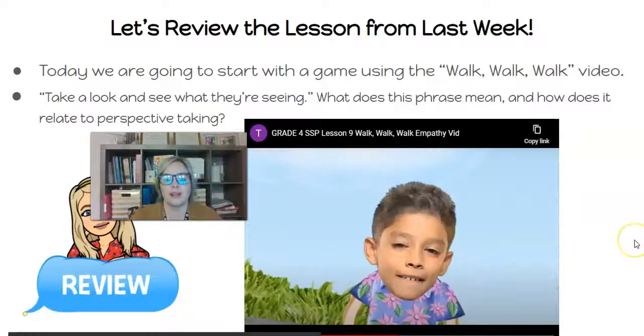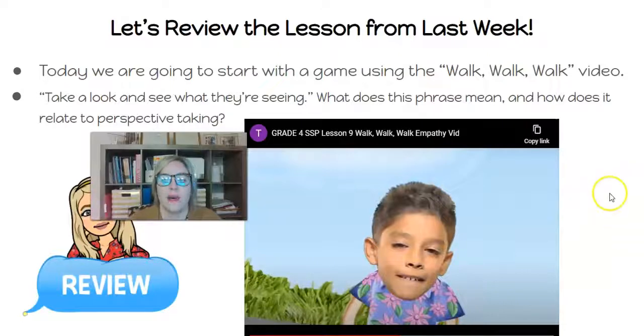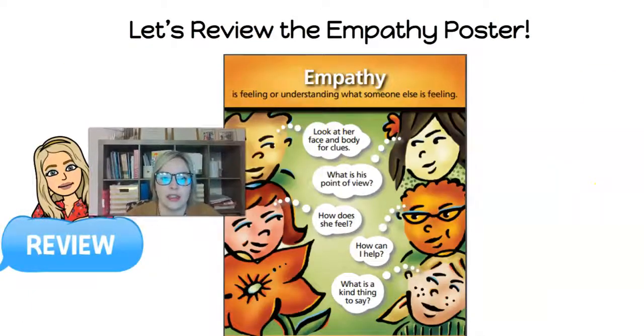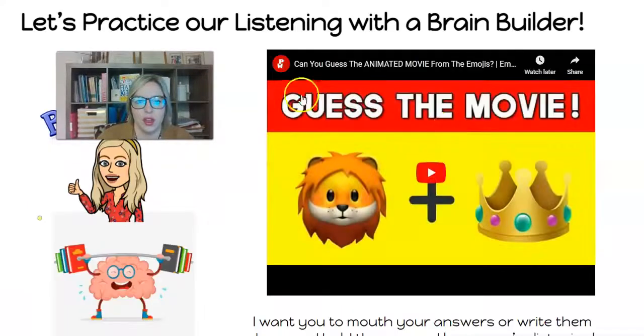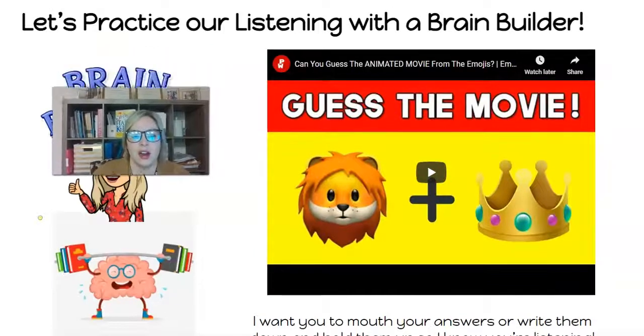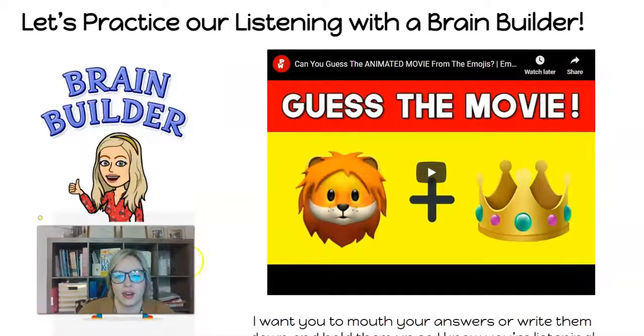Okay, I'm going to pause it right there because I just heard take a look and see what they're seeing, and then they said that's empathy. So I think that's how it relates to perspective taking. We're going to review the empathy poster. Remember, empathy is feeling or understanding what someone else is feeling, looking at their face and their body for clues, what's their point of view, how do they feel, how can you help, and what's a kind thing to say.